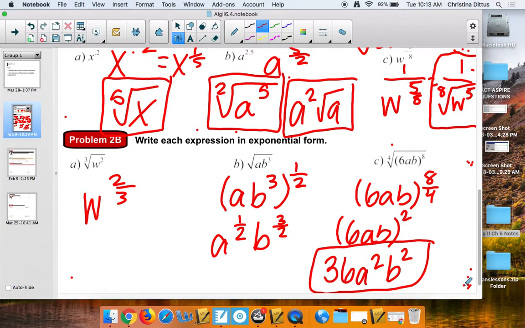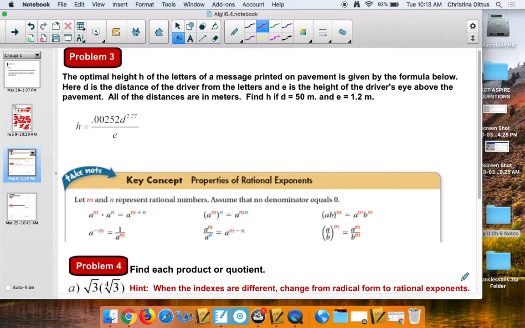Okay. Questions on going from radical form to exponent form to radical form? Anything with simplifying exponents? Feeling okay so far? Okay. Alright, don't worry about that first problem.